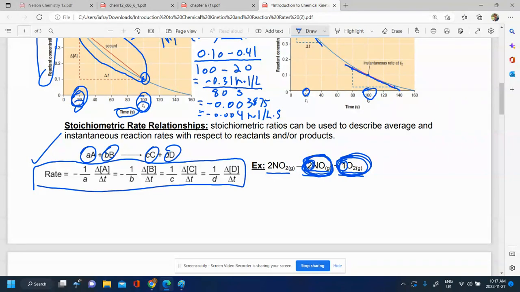So if you want to write rate relationships based on stoichiometry, what we do is for anything that's a reactant, we always start off by putting a negative in the front, because if you don't, then that number will end up being negative because you're consuming it. So you want to put a negative to sort of make it positive in the end. You're doing negative, negative. In other words, you're doing the absolute value.